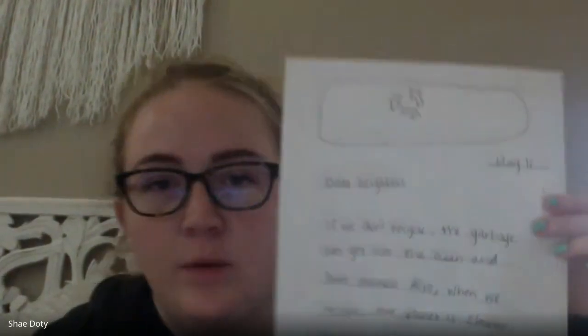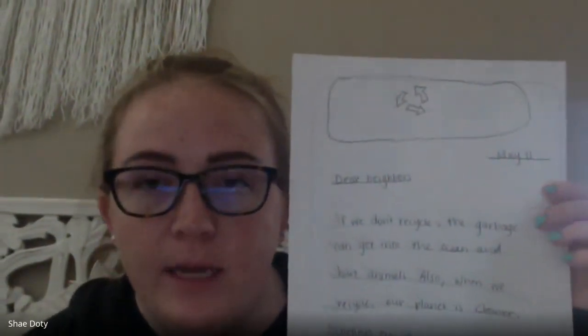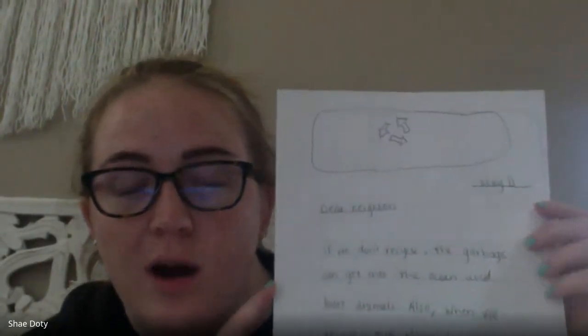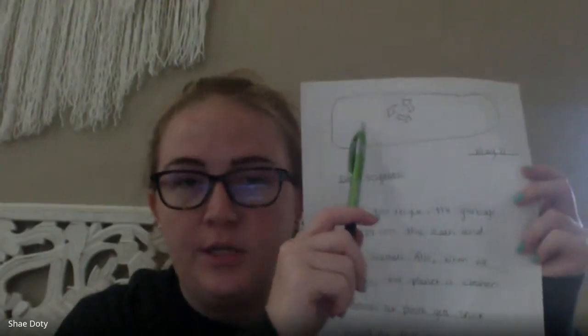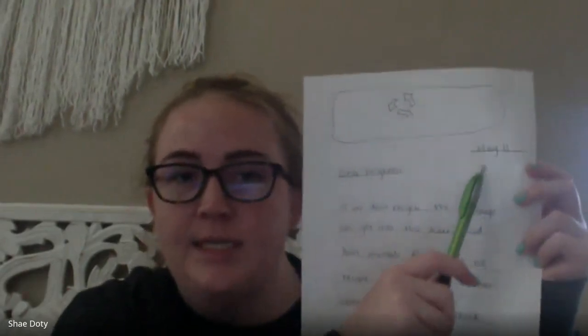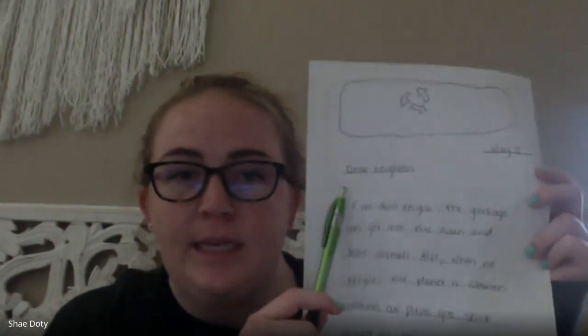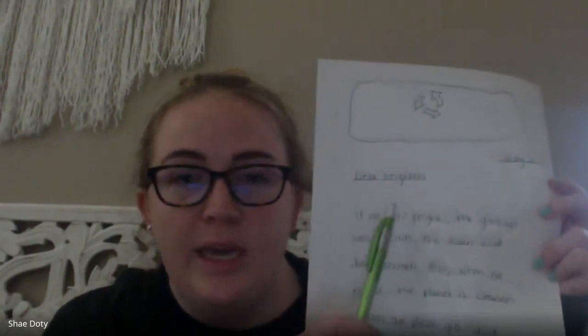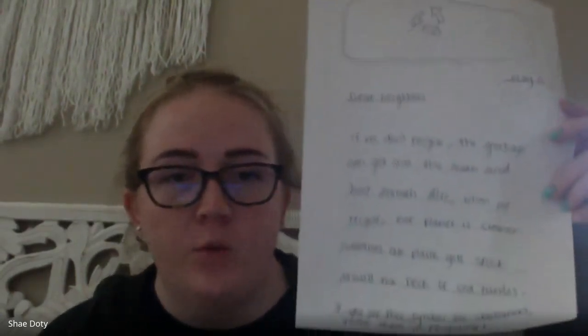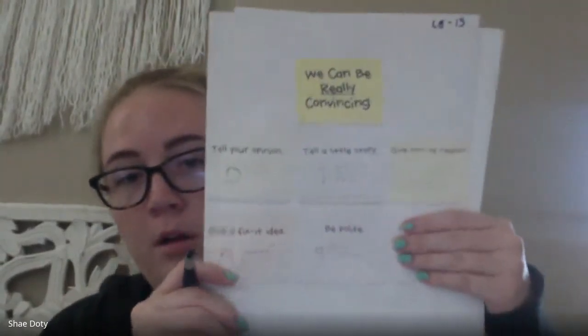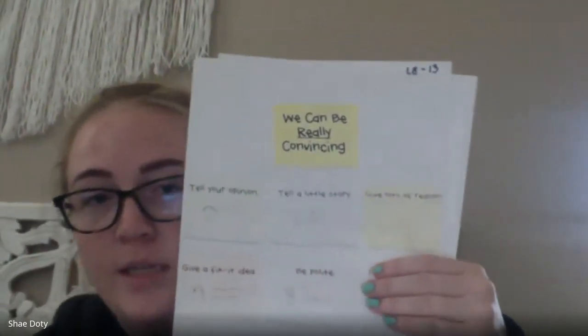And again, this is what your letter is going to look like. It's okay if you want to draw it like I did, if you don't have a printer, and your picture is going to go in the bubble at the top, and then the date, and then you're going to say dear, and whoever you said is the who for your story, okay? And then we're going to write them a letter, and we want to make sure that we are doing all of these things on our checklist that says we can be really convincing.